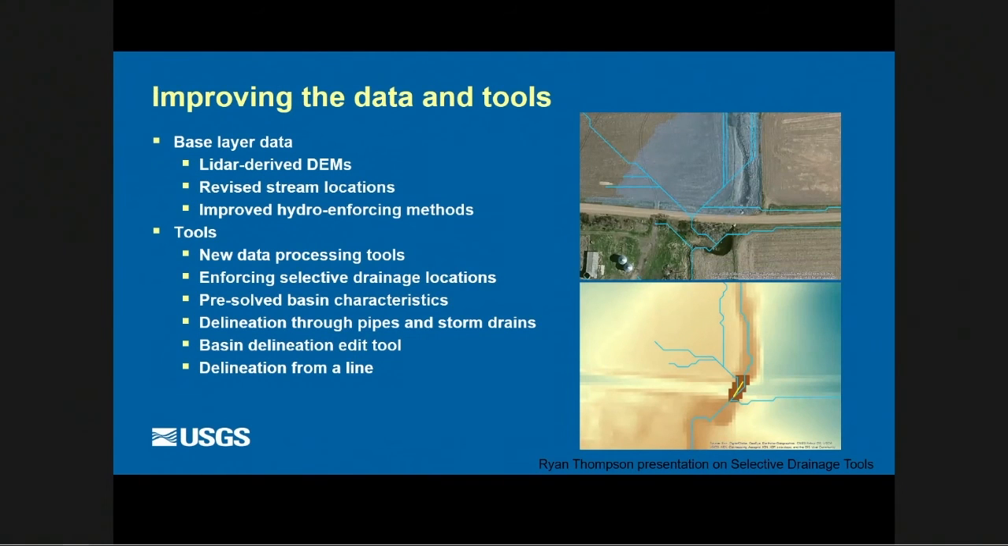So improving the data and the tools, this is when I start getting into one of my more favorite conversations. Really this is about how do we do a better job of what is in StreamStats. And the number one thing that we can do is really go to LiDAR-derived products. LiDAR-derived products really help us in these flatter areas, but they can also really help in improving really where those ridge lines are that we traditionally use the watershed boundary data set.